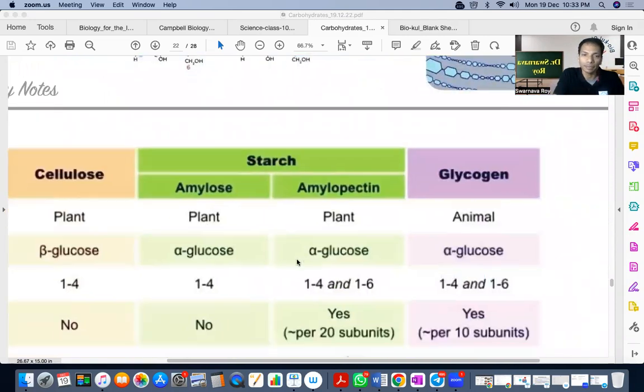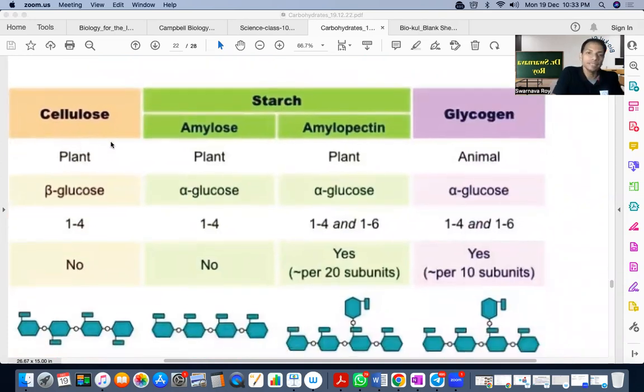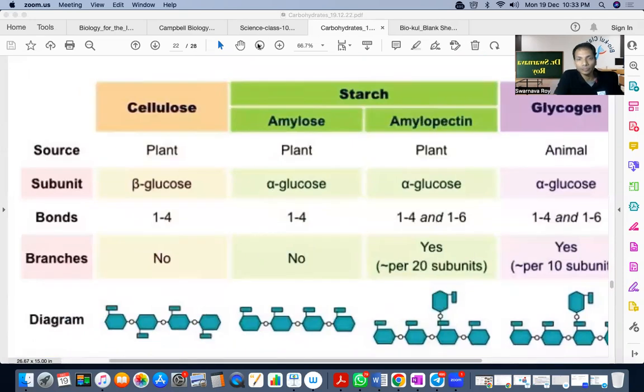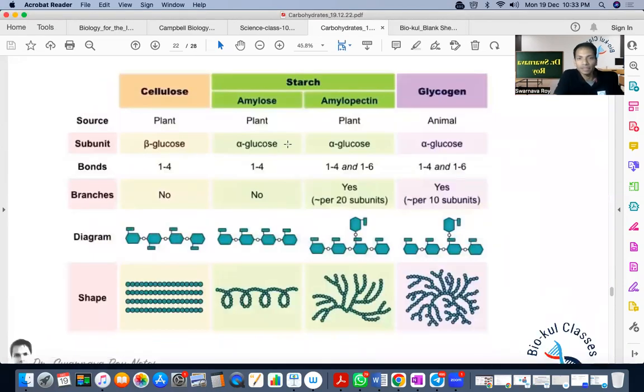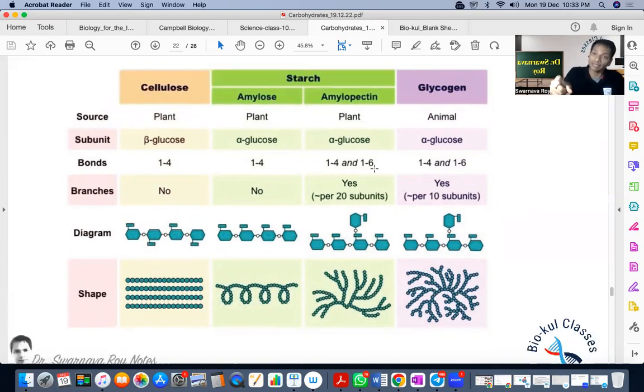Here we have a comparison of cellulose, starch, and glycogen. We can see how cellulose is present in plants. And we see starch is actually made up of two kinds of structures. Starch has amylose, which is basically like cellulose, a straight chain with no branch. And starch also has amylopectin, which has 1,4 and 1,6 linkage. Okay.